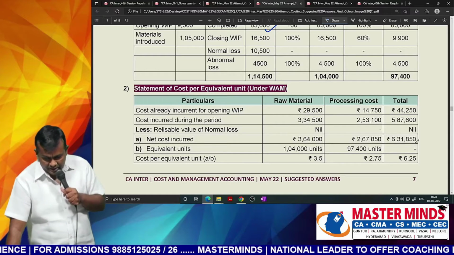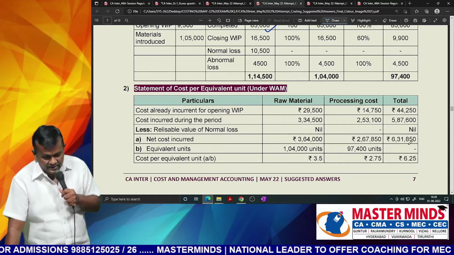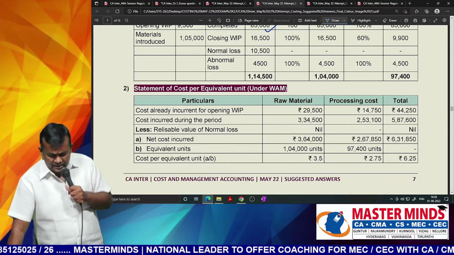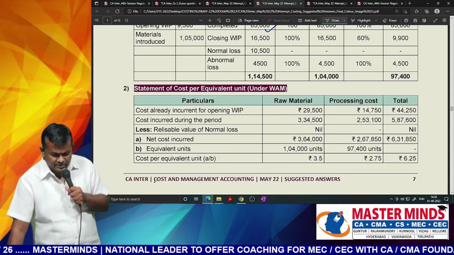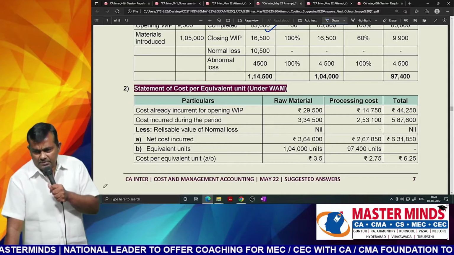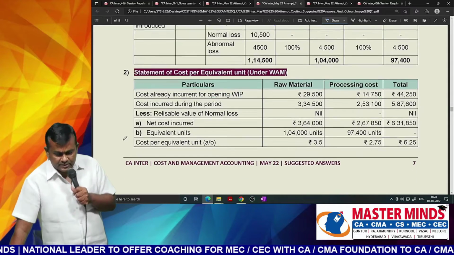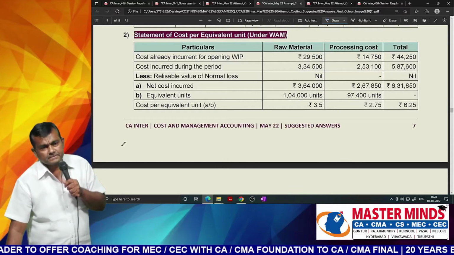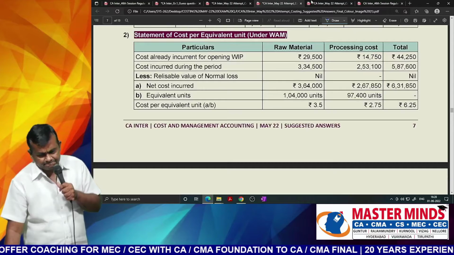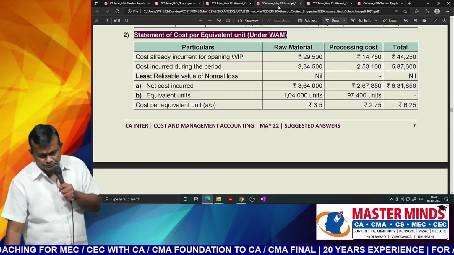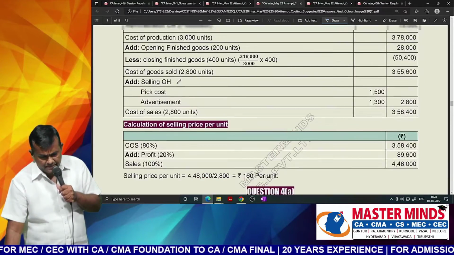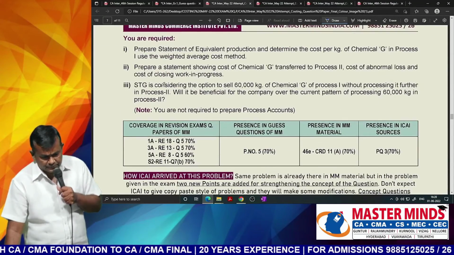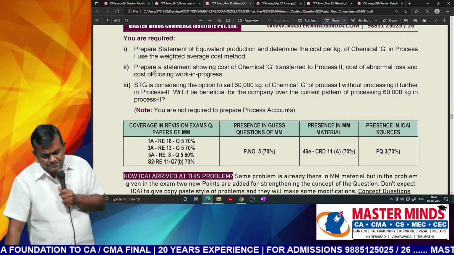So finally total incurred 6,31,850. Equivalent units in material segment 1,04,000, in conversion cost segment 97,400. A by B gives cost per equivalent unit 3.5, 2.75, 6.25. Clear? So dead easy. Question 1 completed. Next, second bit.